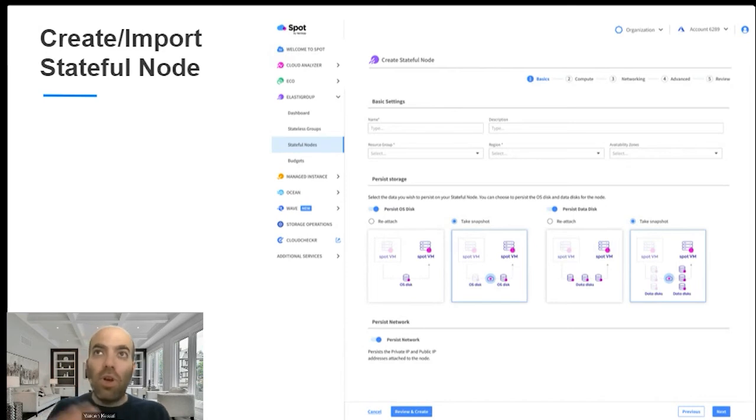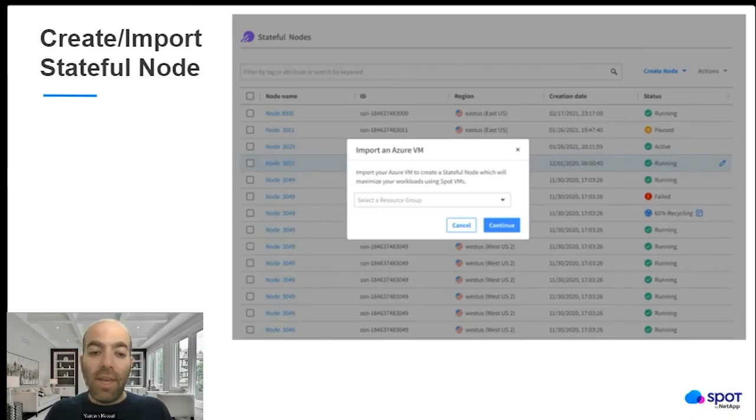In this example, we're going to create a stateful node solution on this very simplified, easy, UI-based platform. You can also do that using an API, using Terraform, or whatever tool you're using. And you can also lift and shift your architecture to the cloud from Azure to the stateful node by just selecting what VM you want and then importing it into our platform seamlessly, without any interruptions.